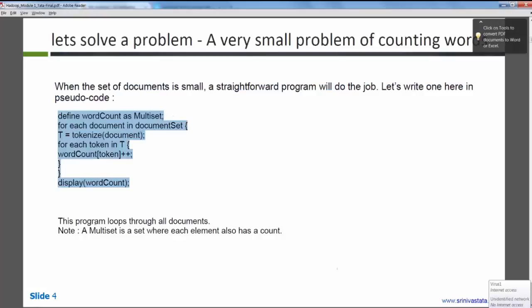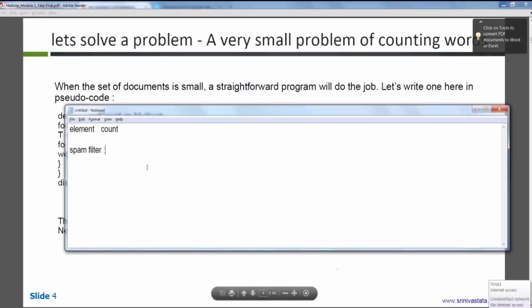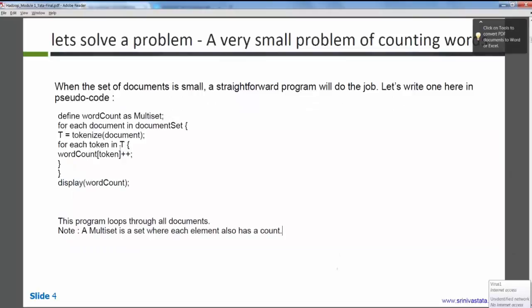And a multiset. What is a multiset? Do you understand a multiset? A multiset is a set where each element also has a count. A multiset will have two columns. The first column is the word and the second column is the count. So here is a multiset.